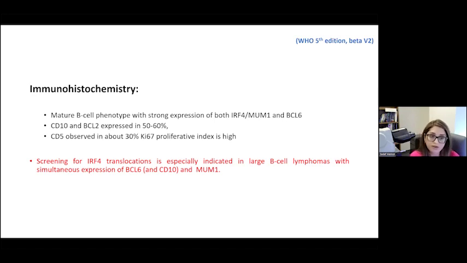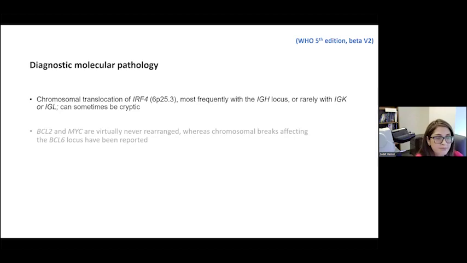So screening for IRF4 translocation is especially indicated in large B cell lymphoma with simultaneous expression of BCL6 and MUM1. Whenever you see the right age, the right clinical setting, and you see BCL6 and MUM1 co-expression, this is something to think about. And now we do have a test available in Canada as well, so that you can easily refer for IRF4 gene rearrangement studies to exclude or include your diagnosis.